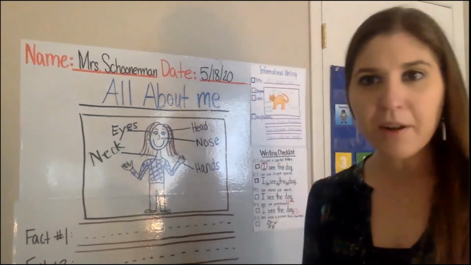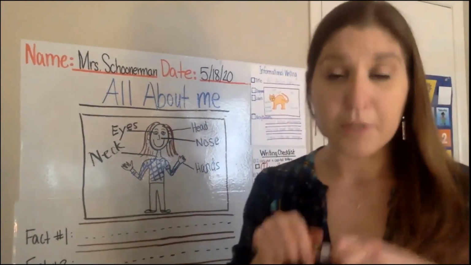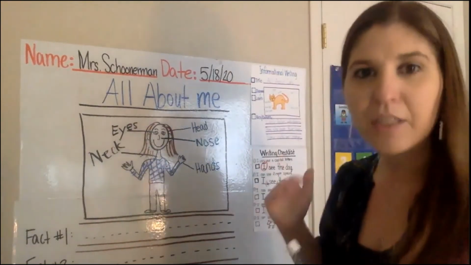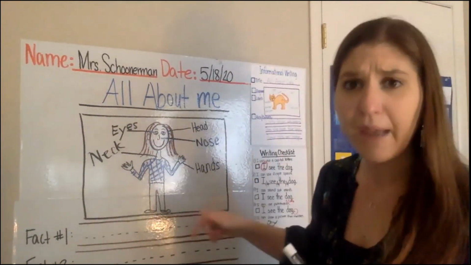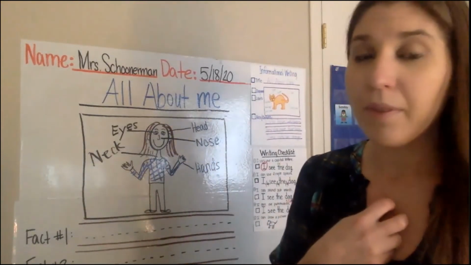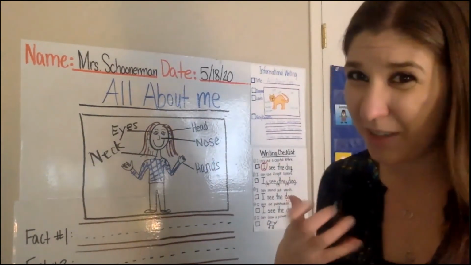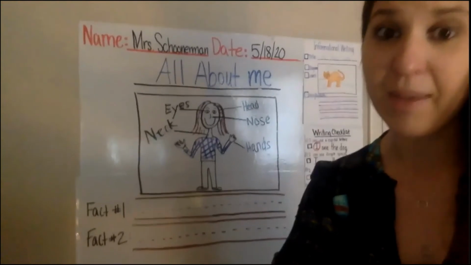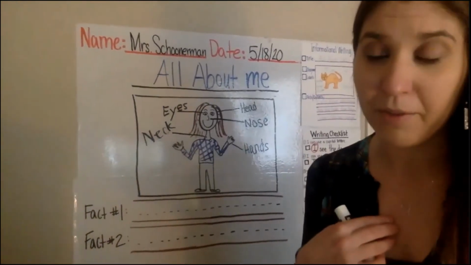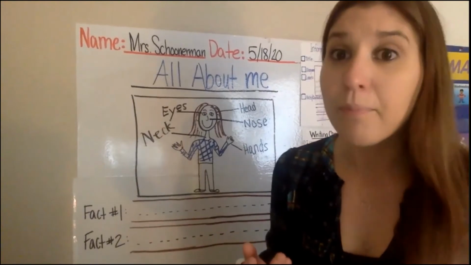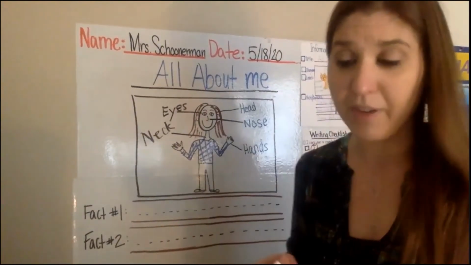Now, this is the part in the video where I'm going to ask you to please put down your pencil, because I'm going to do the last part of my informational writing piece that's about me. This is where it is different, because your facts that you write about yourself are not going to be the same as the facts that I write about myself, because we're different people. So the facts about you are most likely going to be very different.